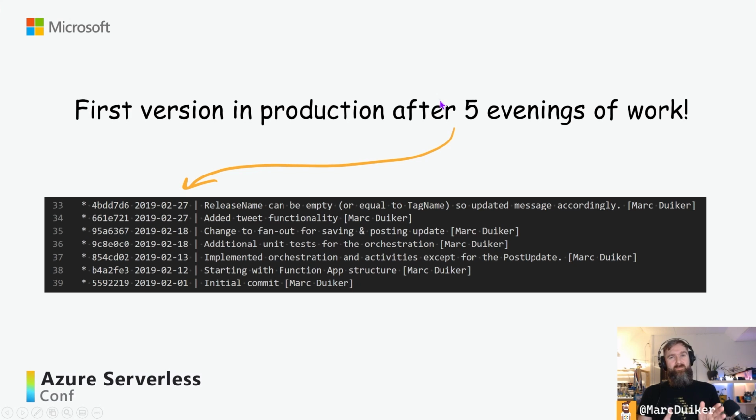Just to highlight how quickly you can get something up and running and even in production, because my first version of actually tweeting things out in the open was just after 5 evenings of work. So I was really impressed with how quickly you can get up and running with a function app, which still does quite some steps. So that really shows the power of Azure Functions, I think.